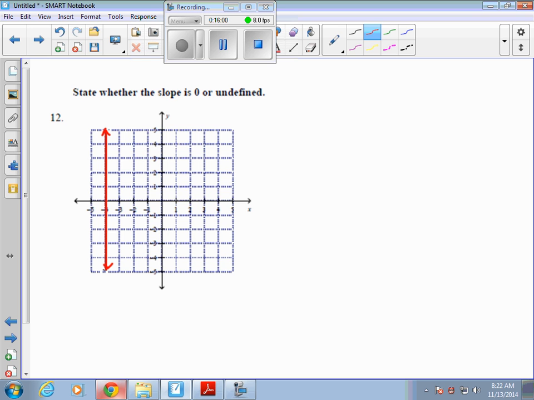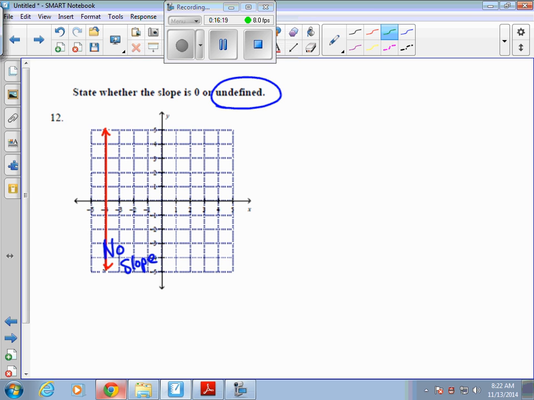Then it says state whether this slope is 0 or undefined. You can memorize the fact that if you have a vertical line, something going straight up and down, it's not going to have any slope. Something that has no slope is something that's undefined. Or you can say, I can write an N with this one and write no slope. That's what some students showed me a long time ago. That's why this one's undefined.